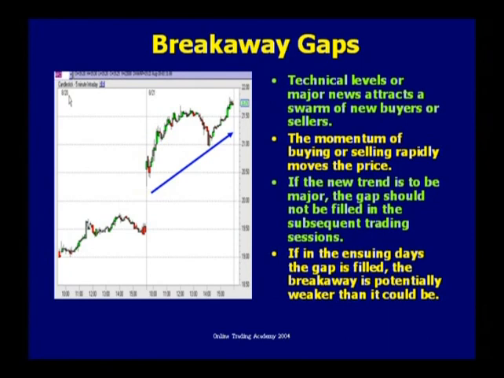The momentum of buying or selling rapidly moves that price up. If the new trend is to be major, the gap should not be filled in the subsequent trading sessions, okay? So what are we expecting tomorrow? This thing to have a split opening or another gap up if this thing is going to continue up for any length of time. It's got to have another punch of horsepower there to keep it going up. If in the ensuing days the gap is filled, the breakaway is potentially much weaker than it appears right here. And boom, it comes back down.